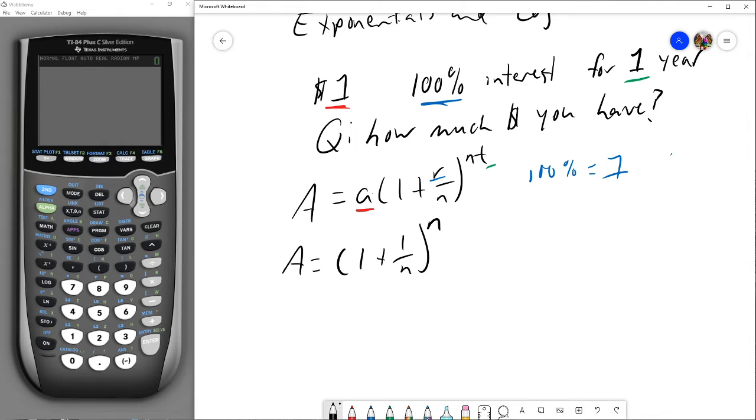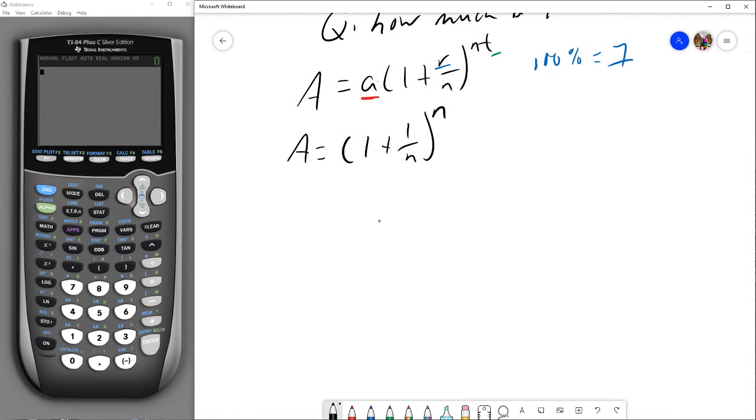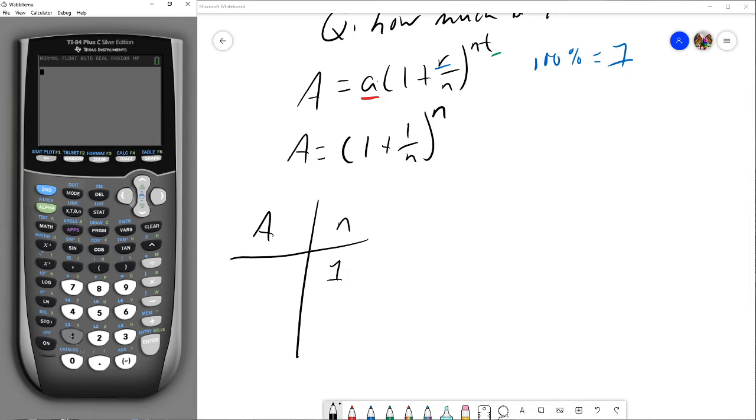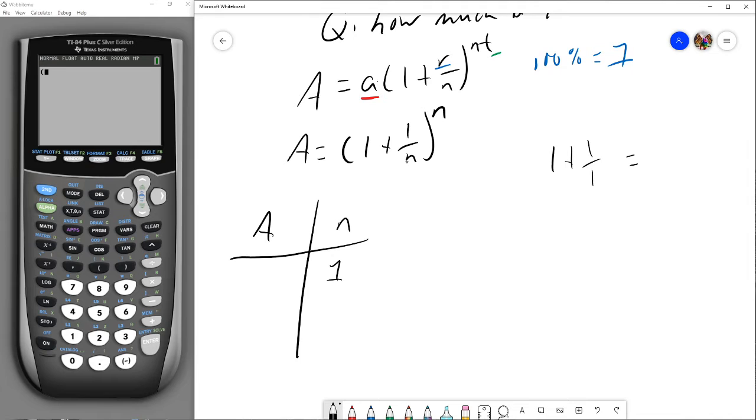Okay. So we could think of how much money we have as a function of the number of times interest is compounded. So let's figure out some values here. So here's A, here's n. So suppose interest is compounded annually. Annually is when n is equal to 1. Let's figure this out. We would have 1 plus 1 divided by 1, right? 1 plus 1 over 1, which is 2. Then we have 2 to the first. That's just 2.